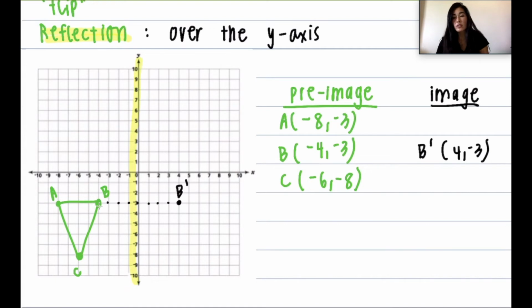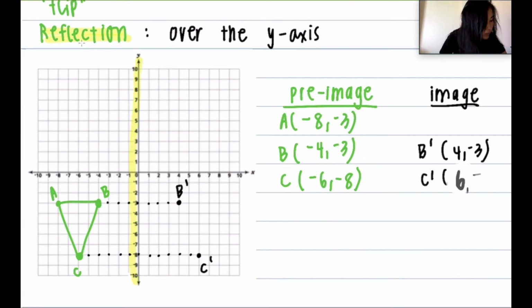All right, you'll do the same thing with C here. C, we can see that it's 1, 2, 3, 4, 5, 6 points away from that y-axis, or again, what we're flipping or reflecting it over. So we're going to make sure that when we do it again, it's going to be 1, 2, 3, 4, 5, 6 places away again. So C, and again, apostrophe here. So C, the new image here is going to be at the point 6, -8.